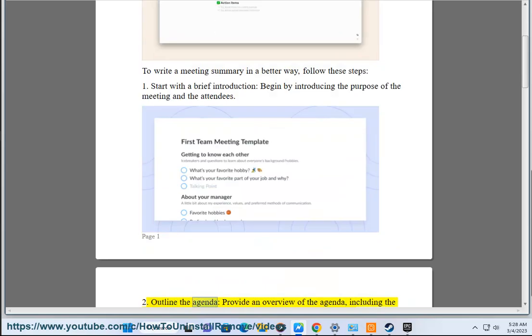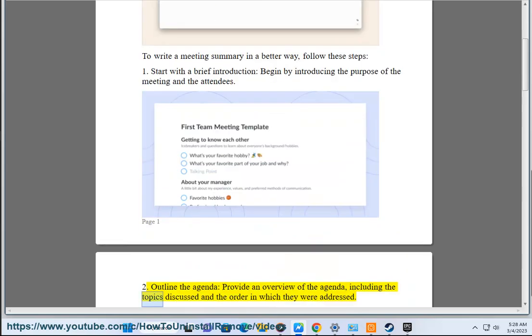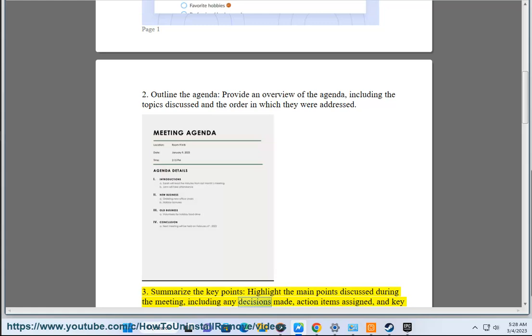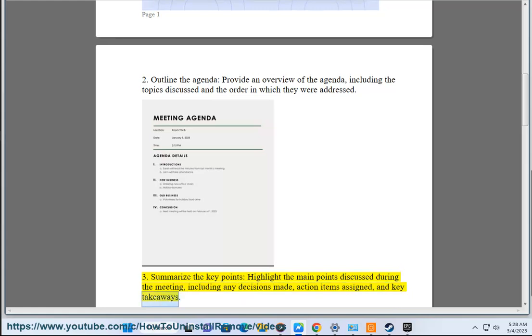2. Outline the agenda. Provide an overview of the agenda, including the topics discussed and the order in which they were addressed. 3. Summarize the key points. Highlight the main points discussed during the meeting, including any decisions made, action items assigned, and key takeaways.